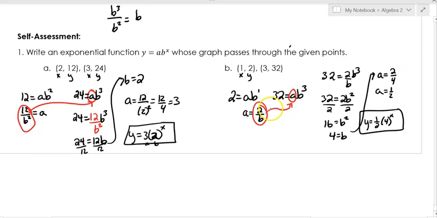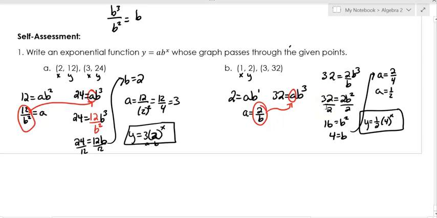Okay, so just to show you what I did, I wrote my two equations. I solved the equation with the smaller power for a, so a is 2 over b. I substitute that into the other equation. So I have 32 equals, instead of a, I have 2 over b times b cubed. That b cubed over b simplifies to b squared.